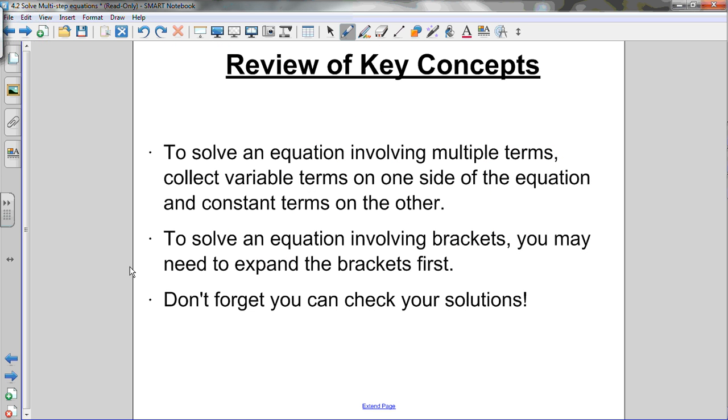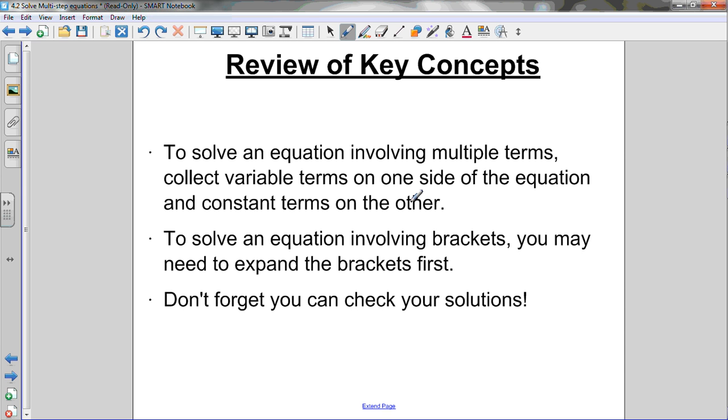So here's a review of everything we did. To solve an equation involving multiple terms, collect the variable terms onto one side of the equation, doesn't matter which side, and then collect the constant terms to the other side. Okay? Then collect all your like terms and isolate the variable. To solve an equation involving brackets, you may need to expand the brackets first. So do your multiplication first and get rid of the brackets using your distributive property.